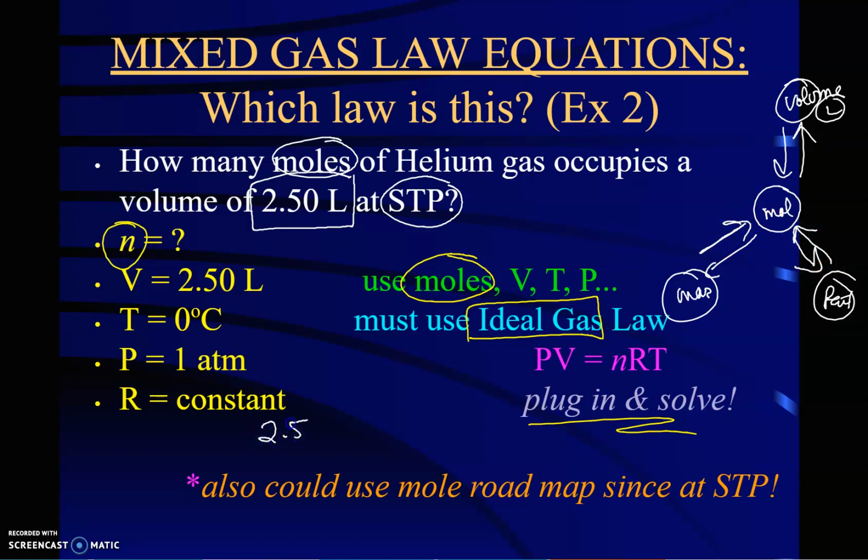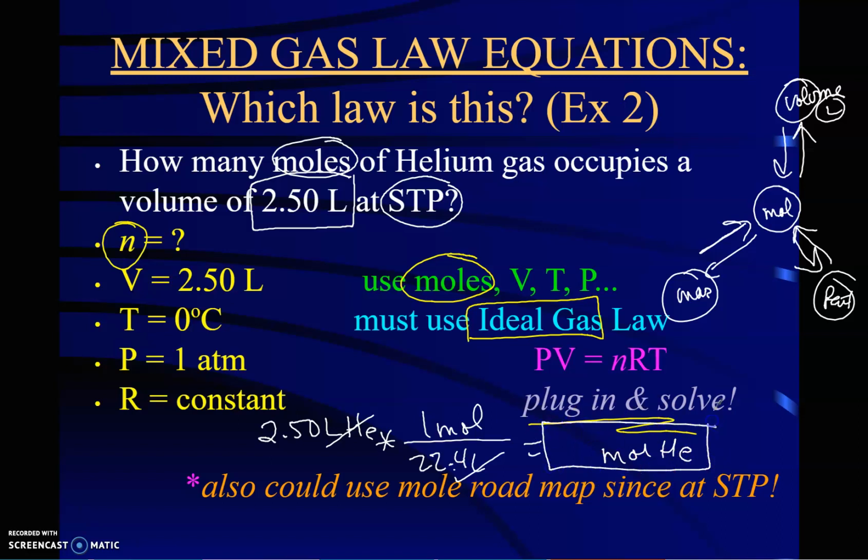So if we have 2.50 liters of helium gas, we're at STP, boom, we can just do that. And that would give us how many moles of helium we would have. 2.50 liters divided by 22.4 would give us how many moles of helium we have because we are at STP. So you can use the ideal gas law or you can use the mole roadmap. Gotta love that prior knowledge.